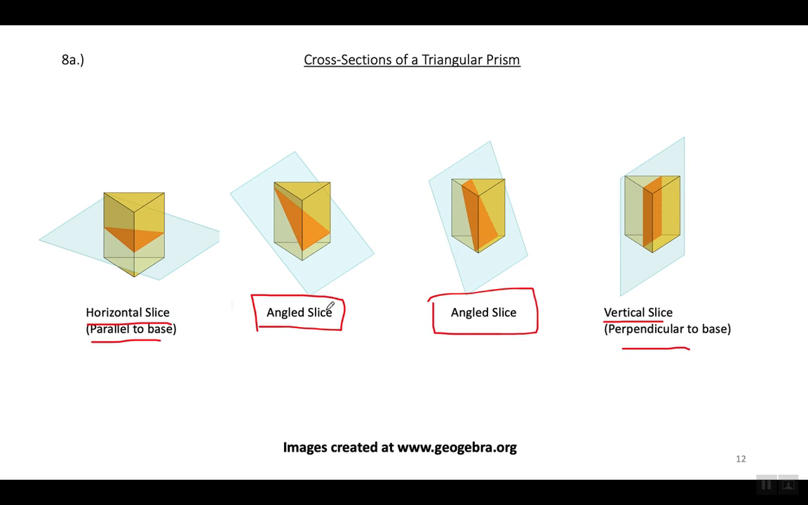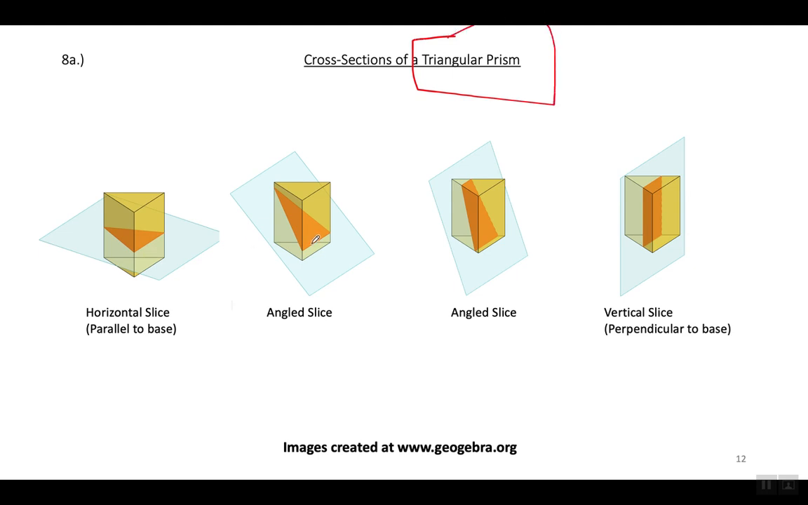If you do an angled slice, like if a cross-section intersects this three-dimensional shape, which is a triangular prism, at an angle, what are the shapes created? You're going to need to know that for the test. I put 8A because there's 8B right behind it that I'm going to explain the same thing for a different shape. But for a triangular prism, I want to make sure that you're familiar with what cross-section shapes are created when a plane intersects a triangular prism.